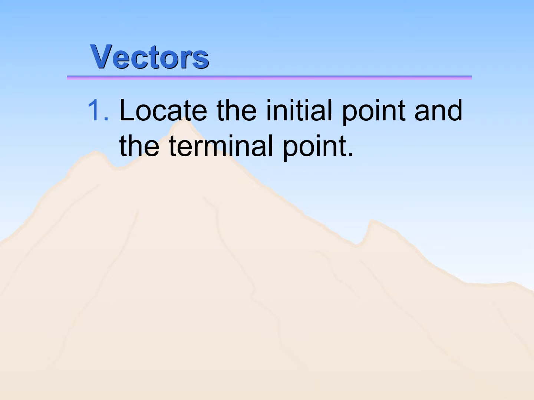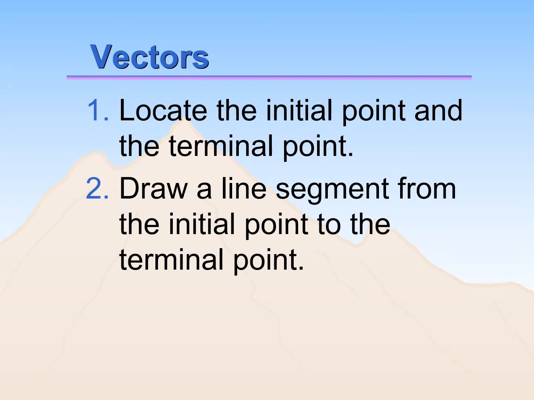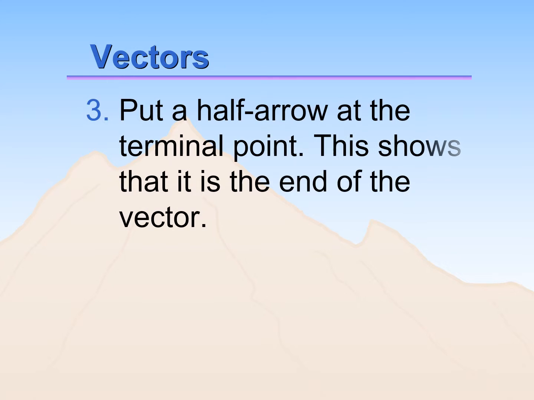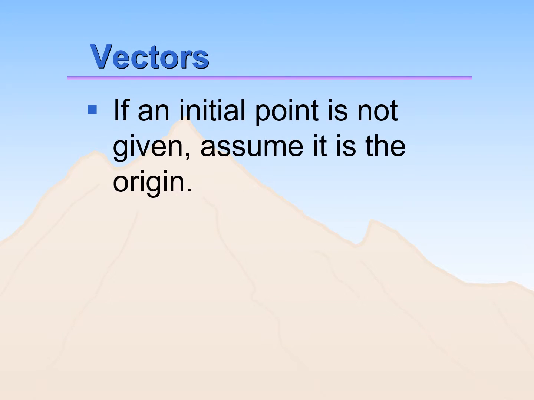So in order to graph a vector, you want to locate the initial point and the terminal point. Then you draw a line segment from the initial point to the terminal point. And then you put a half arrow at the terminal point. This shows that is the end of the vector. All right, so if an initial point is not given, then you just use the origin as your initial point.